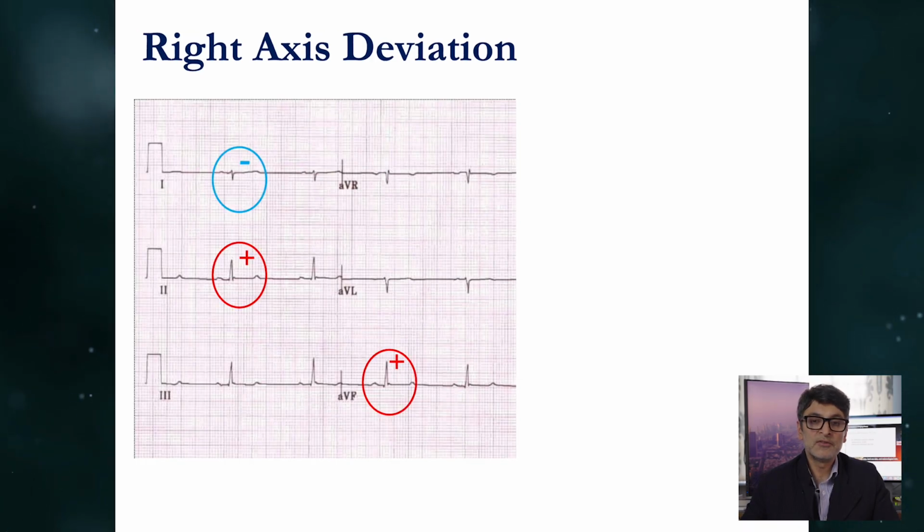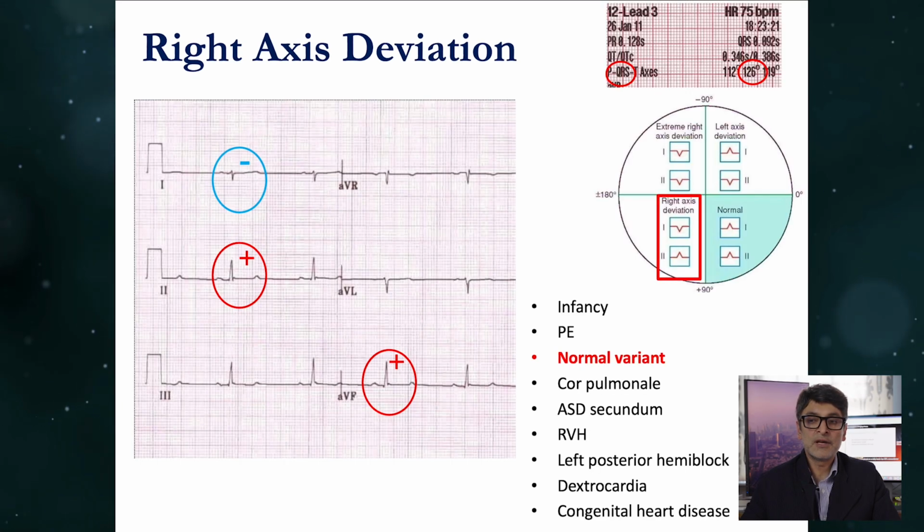The QRS complex is down in lead 1, up in lead 2, and also in aVF if you prefer to look there. Causes of right axis deviation are once more age-related, but you do see it in patients with cor pulmonale and secundum ASD, and really any form of right-sided congenital heart disease. The most common cause of right axis deviation in primary care will be in your young patients, but also in your patients who have got COPD and cor pulmonale.